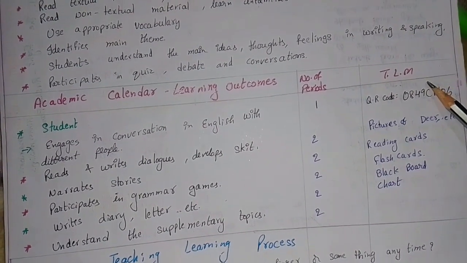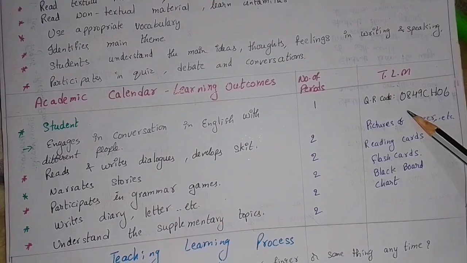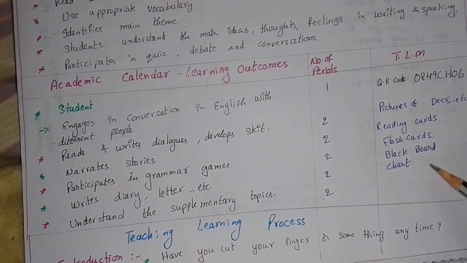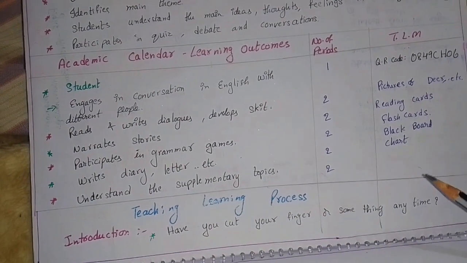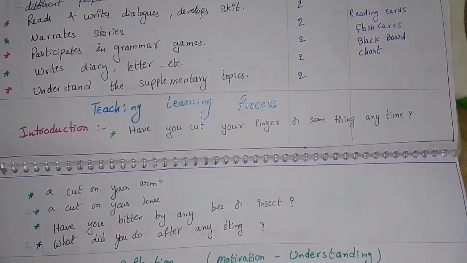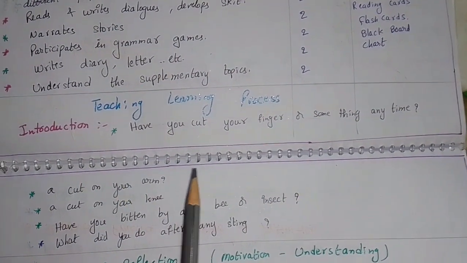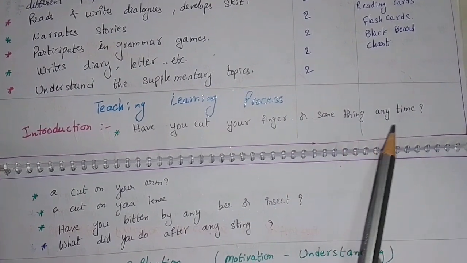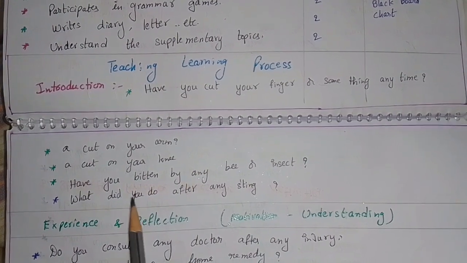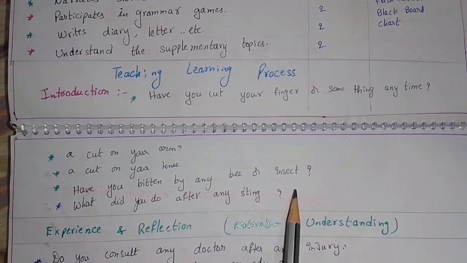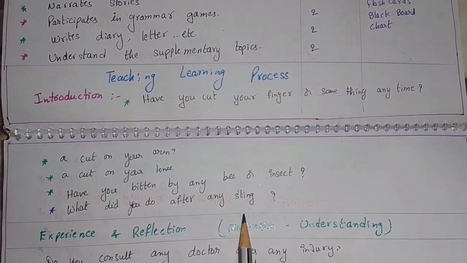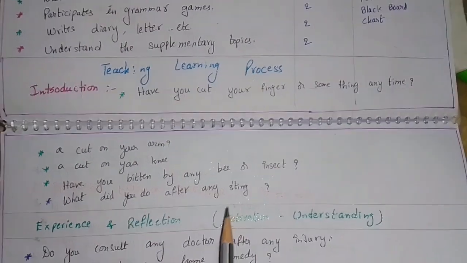We have the TLM: QR codes, pictures of deer, etc. Reading cards, flashcards, blackboard, chart, dictionary, or any TLM you can write according to your convenience. Next, teaching learning process, introduction. Have you cut your finger or something anytime? A cut on your arm or a cut on your knee? Have you been bitten by any bee or insect? What do you do after any sting? So you can ask the motivation questions here.